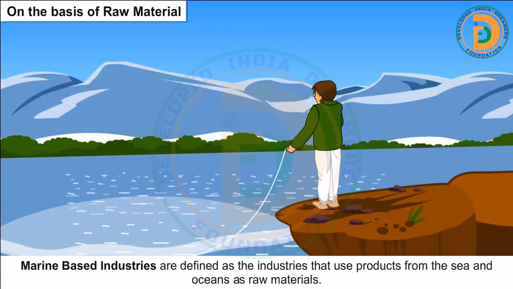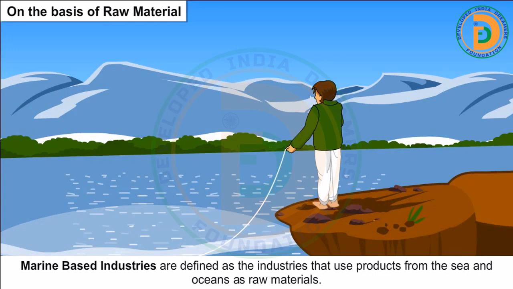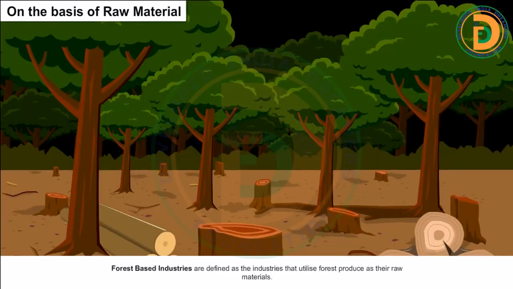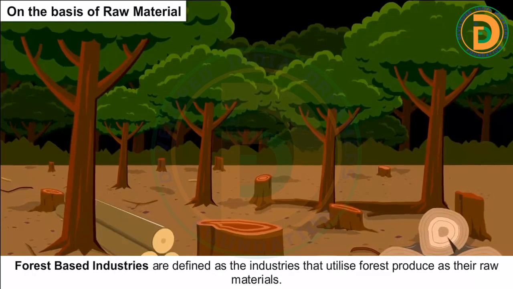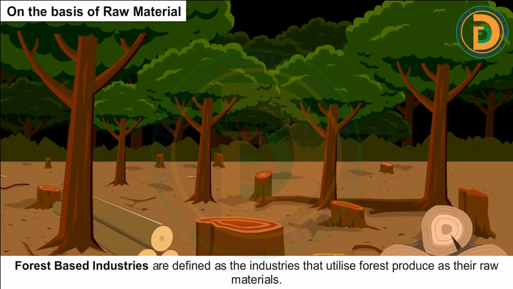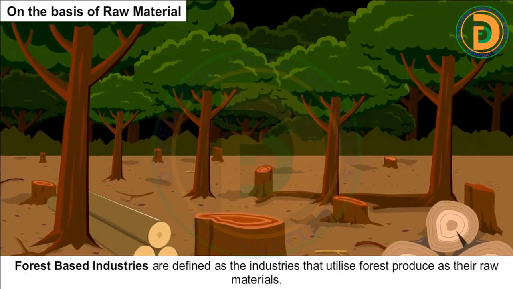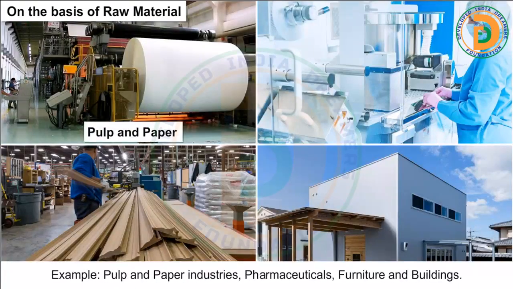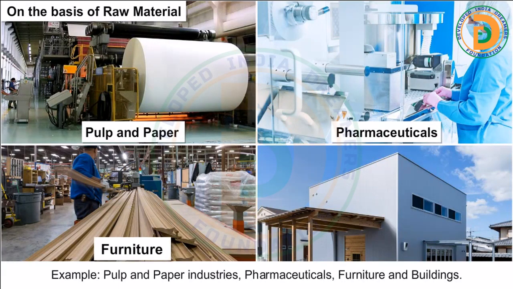Marine-based industries are defined as the industries that use products from the sea and oceans as raw materials. Example, industries processing seafood or manufacturing fish oil. Forest-based industries are defined as the industries that utilize forest produce as their raw materials. Example, pulp and paper industries, pharmaceuticals, furniture and buildings.